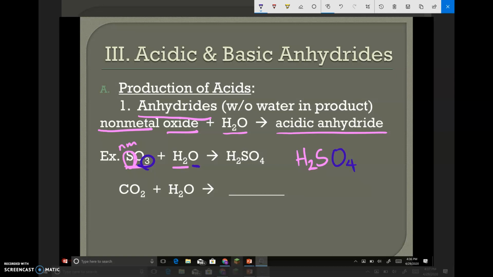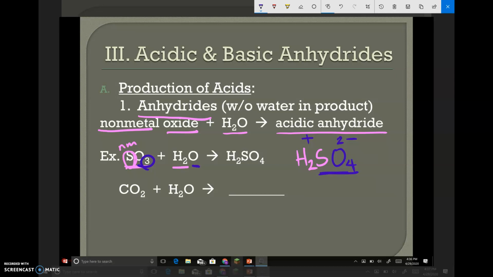And this should make sense because if you break it apart again, it should break up into a hydrogen, and because we're dealing with oxygen, it should have a polyatomic ion in there. So right here, hydrogen is a plus, SO4 is sulfate, 2 negative. If we swap and drop, that's where we get the H2SO4.